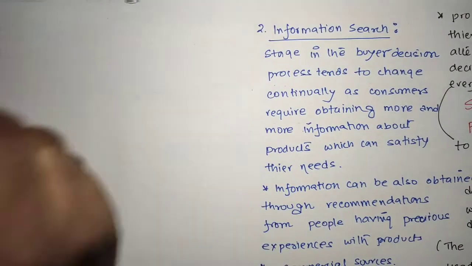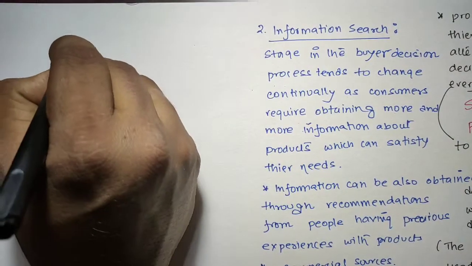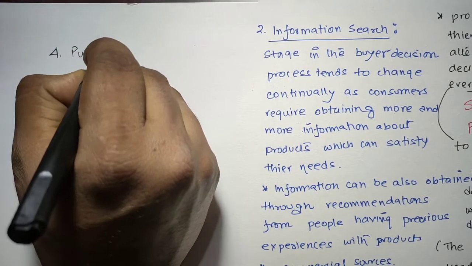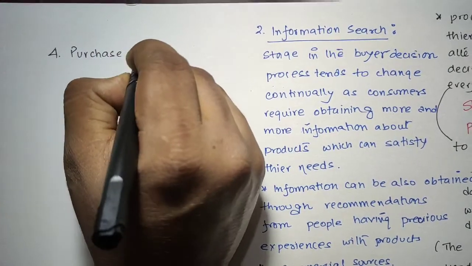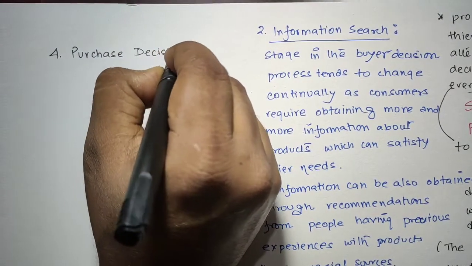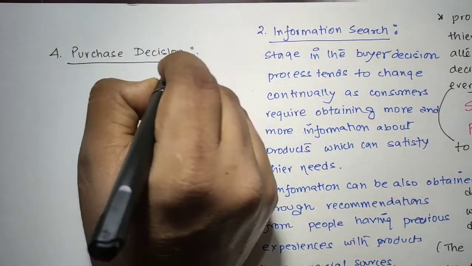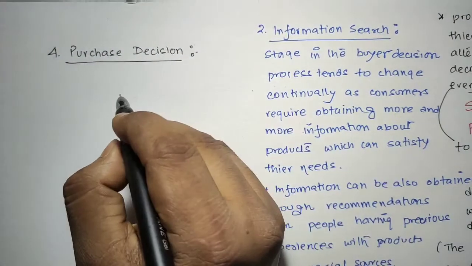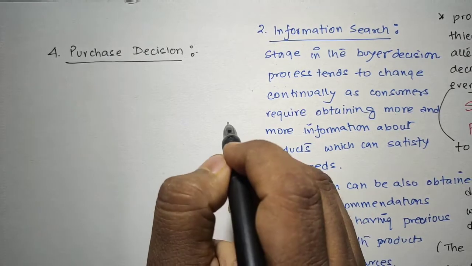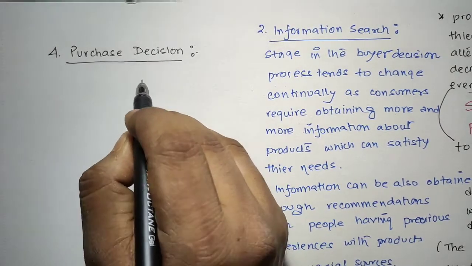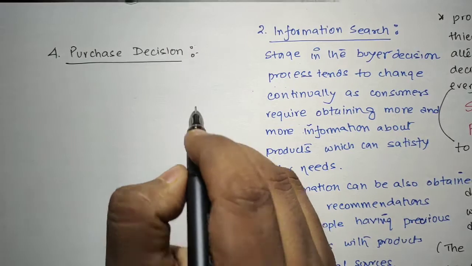The next step is number 4, purchase decision. When all the above stages have been passed, the customer has finally decided to make the purchase decision.